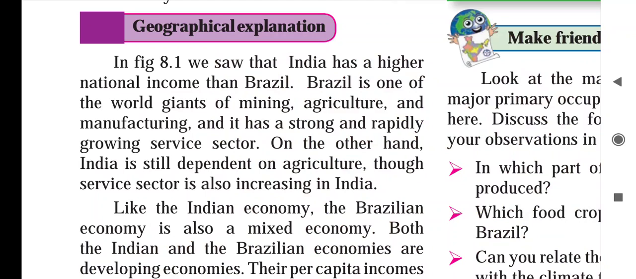So students see, Brazil and India. India has a higher national income than Brazil. How? Because production is more, national income is more. And in Brazil, agriculture, manufacturing, mining are developed, and the service sector is growing. But in India still agriculture and service sectors are developing, increasing. It has not completely developed.